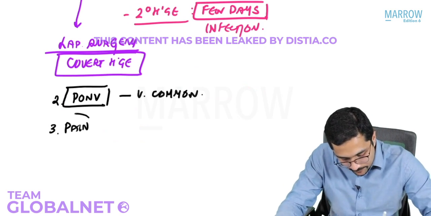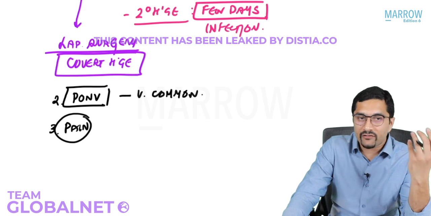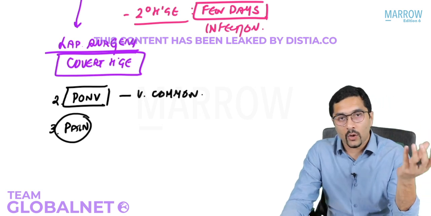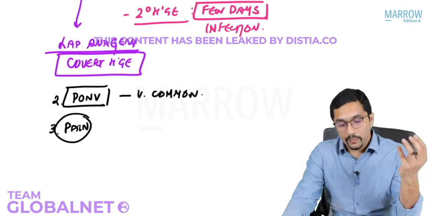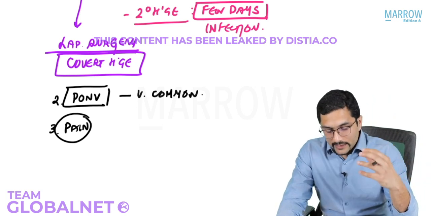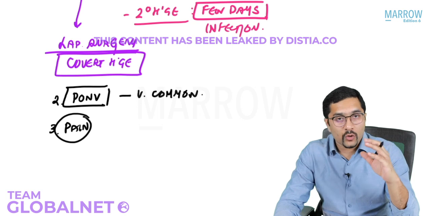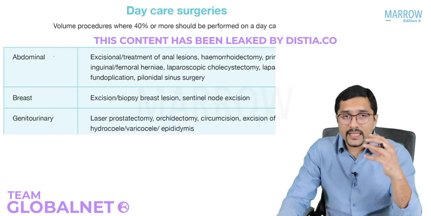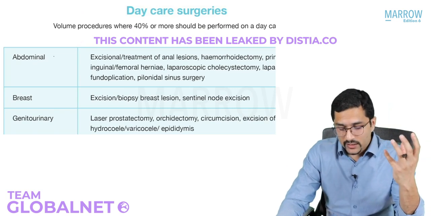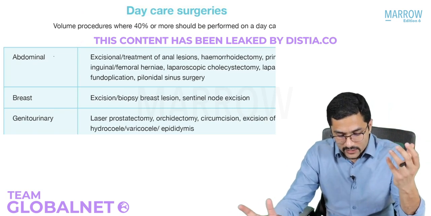And to reduce the pain, I have told you that we use infiltration of bupivacaine, which is a long-acting local anesthetic, and we give adequate analgesics to patients as well. So these are some of the complications which you should know about in daycare surgery. Now, what are the surgeries which can be done as daycare procedures? So you just need to know an idea of these surgeries as well.